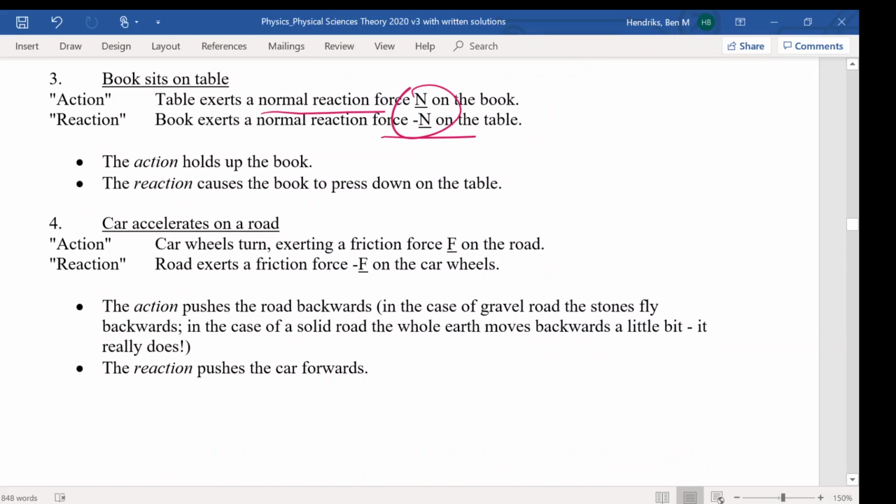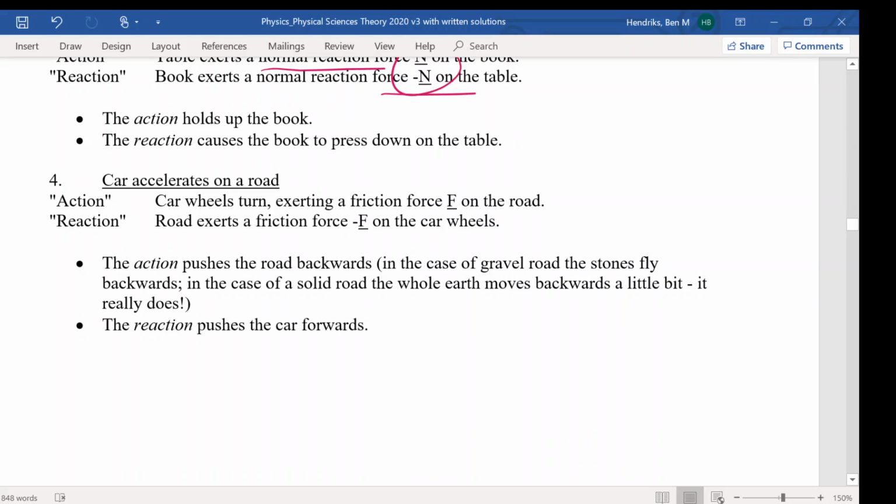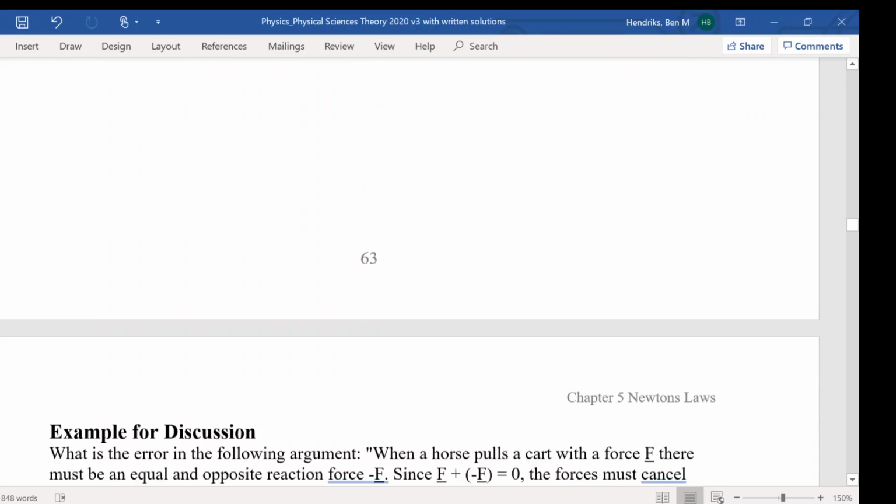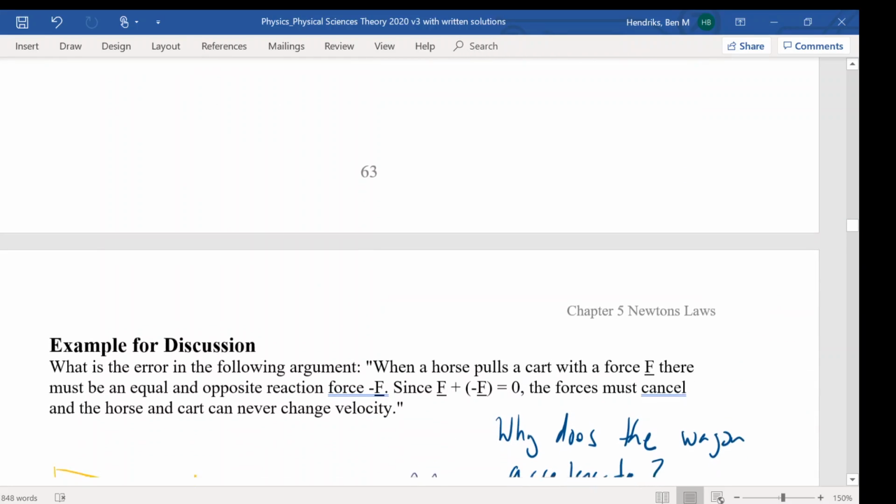Car accelerates on the road: the action force is the car wheels turn, exerting a friction force F on the road, and the road exerts a friction force of minus F on the car wheels. Most people like these ones because they're pretty straightforward. Once you have an action, you pretty much just have to switch the two objects and make sure there's a minus sign, where we had a positive sign before. So it's just a matter of practicing these ones, and there are exercises on these in your notes.